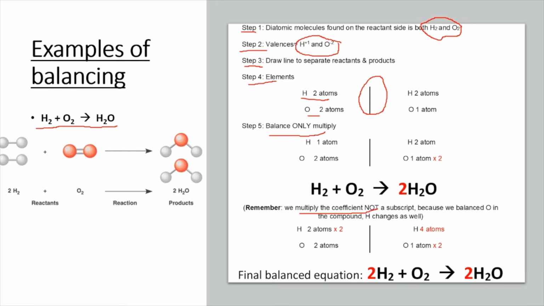So if we start from the bottom, on our reactant side, we have 2 hydrogen atoms, 2 oxygen atoms, and on our product side, we only have 1. So first step is to multiply by 2 to ensure that our oxygen is the same on either side. Now remember, the coefficient gets multiplied, so our invisible 1 in front of H2O becomes 2.